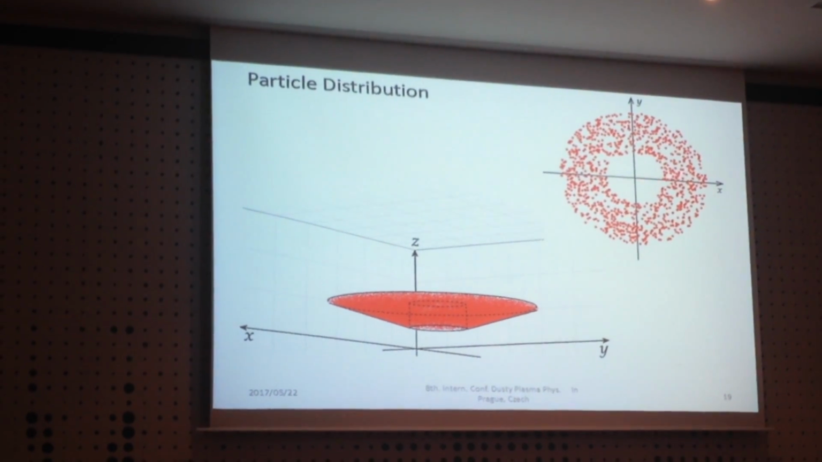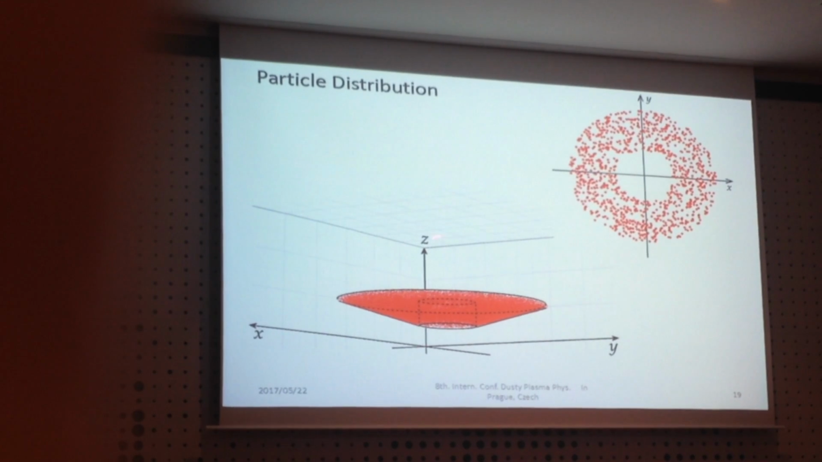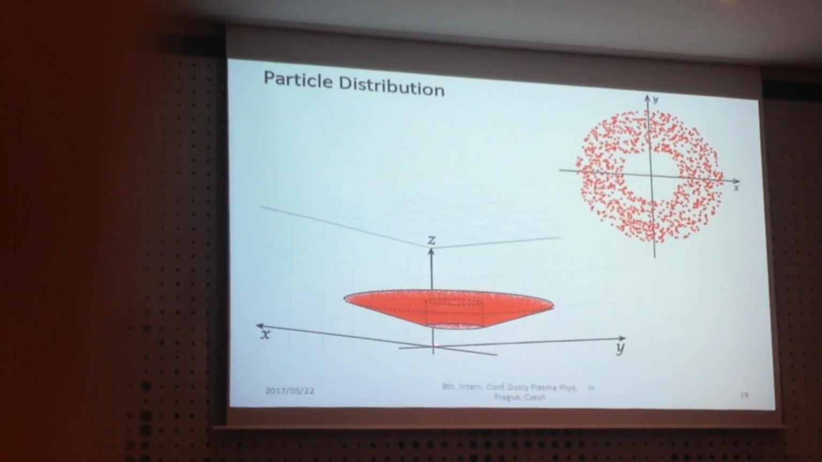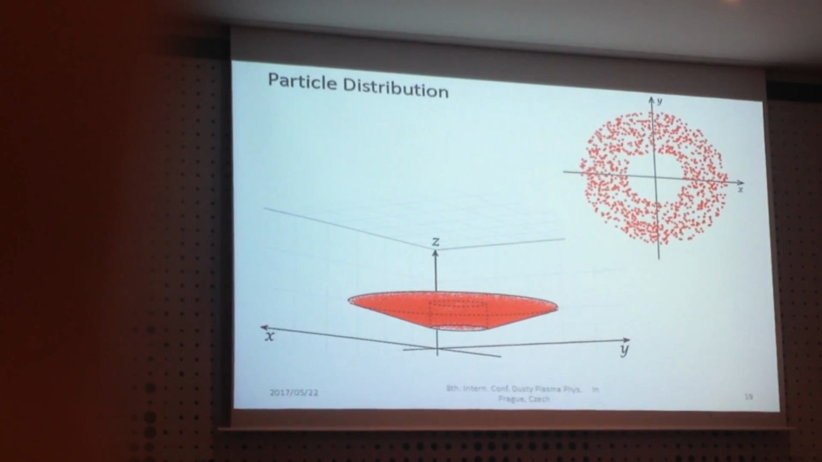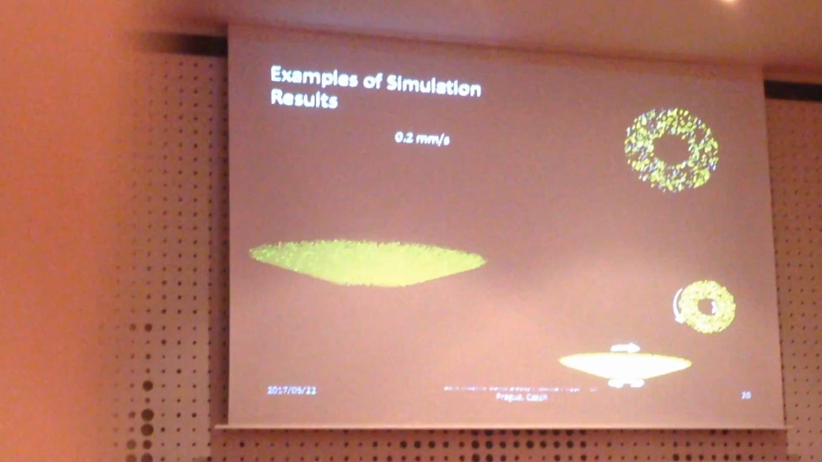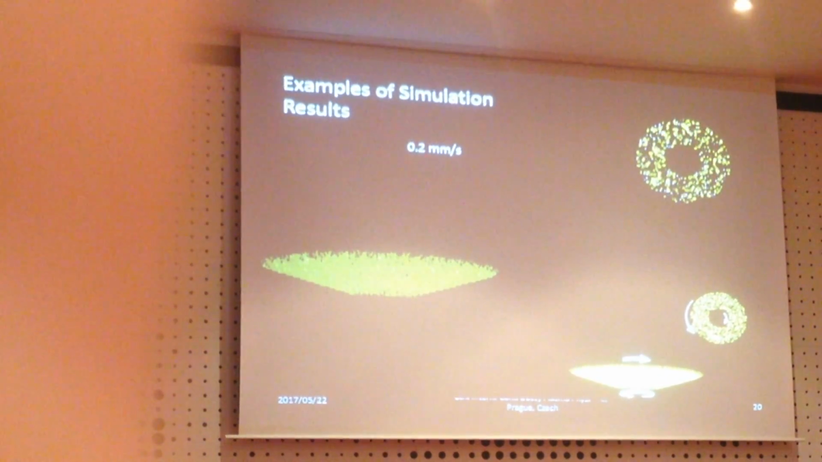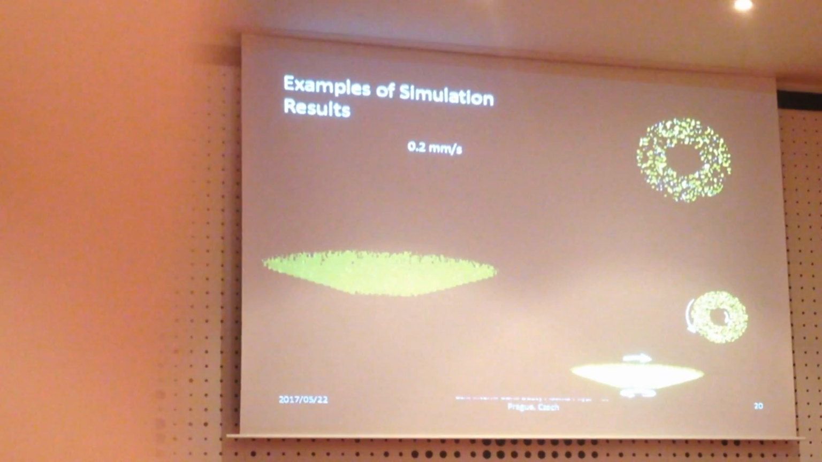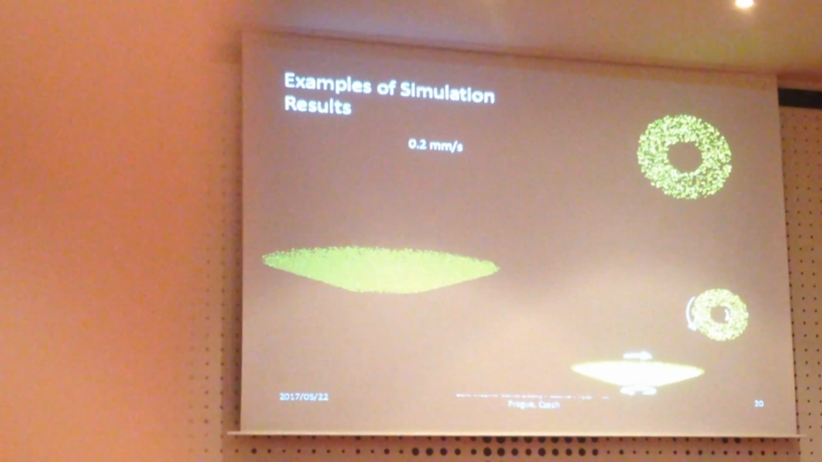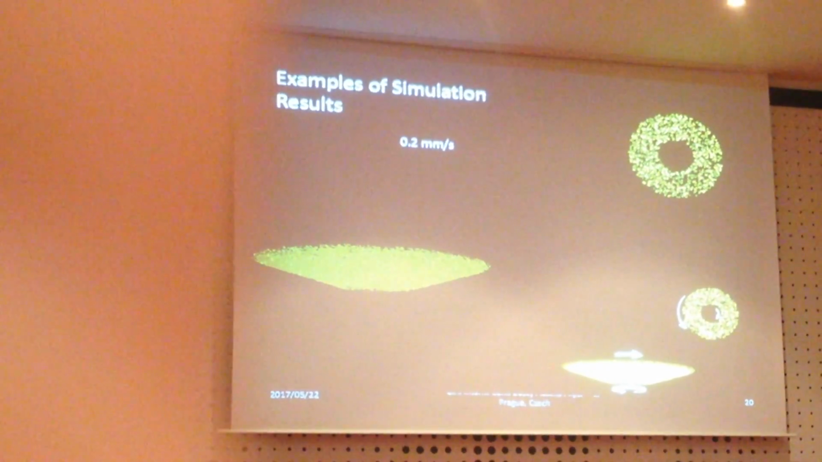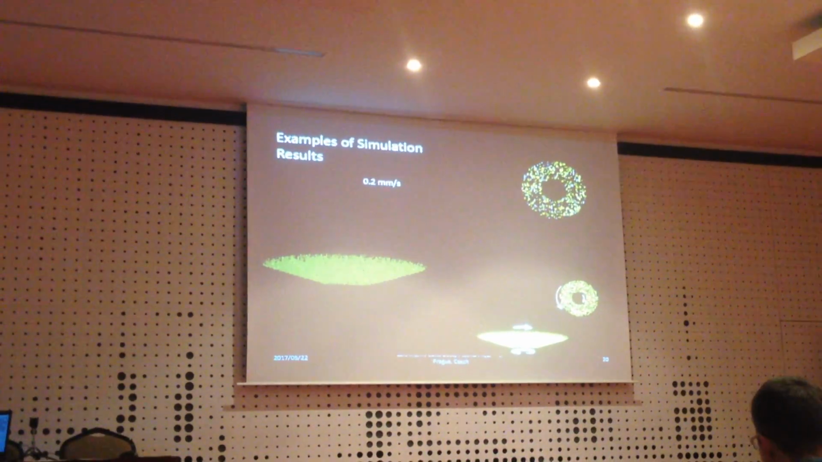This is the simulation in a horizontal plane and a three-dimensional image. The XYZ axes are slightly shifted to make the image clearer. And this is a typical result of this simulation. The top one is where the rotation velocity of the wall is 0.2 millimeters per second. It corresponds to the experimental result.